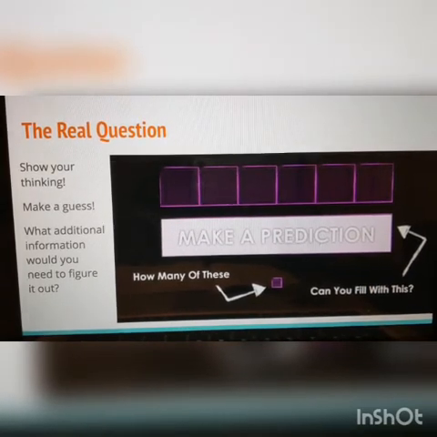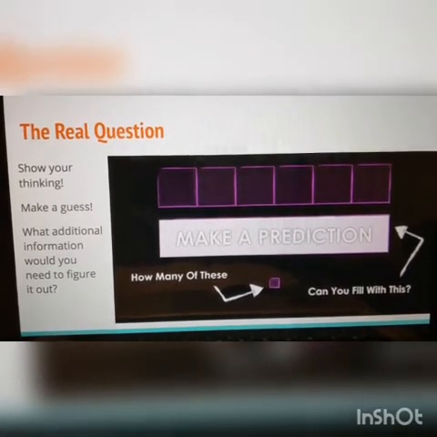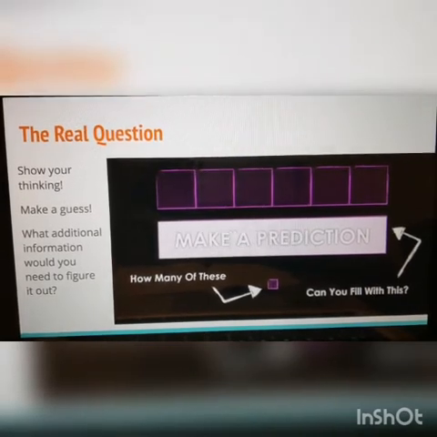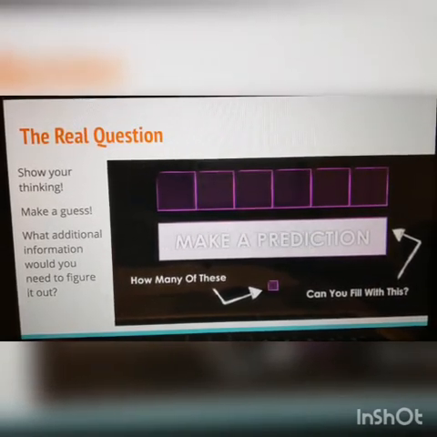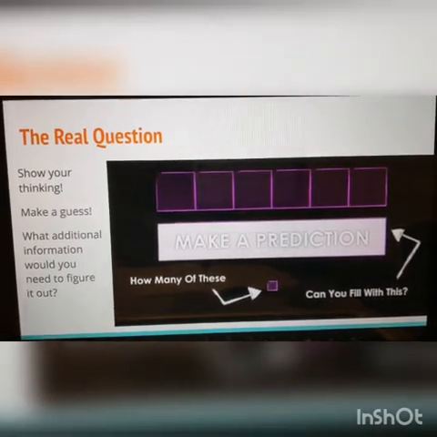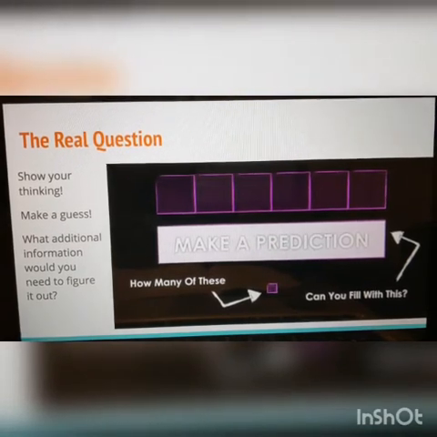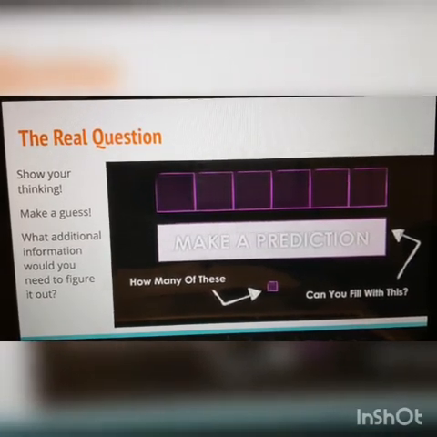So I want this to be your homework of thinking about this on your own. I want to give you some time to actually work with this before I give the answer. So show your work, make a guess, and write down what additional information you would need to figure it out.